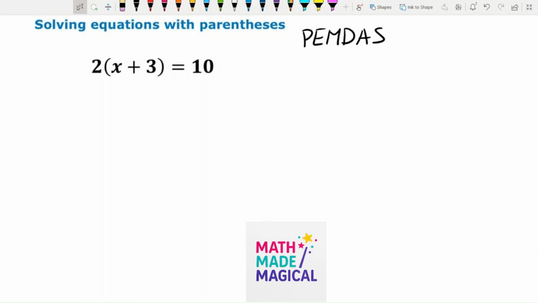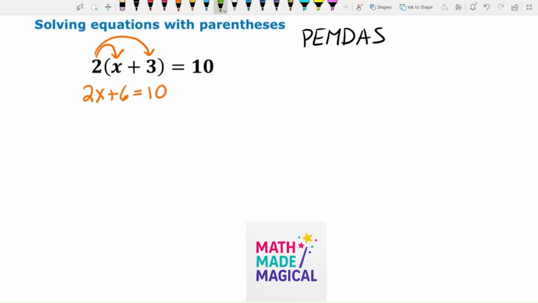Solving equations with parentheses. There's actually two methods to this. I could solve it using the distributive property, where I would distribute this 2 to everything inside the parentheses. So 2 times x would be 2x. 2 times positive 3 would be positive 6. And then I bring down my equal 10.